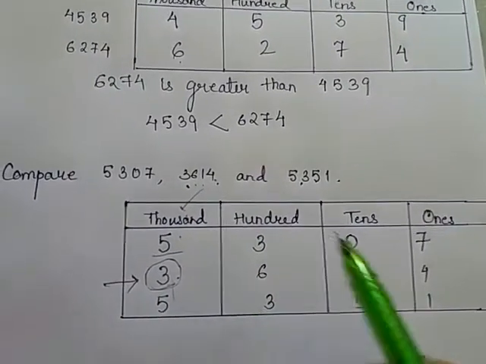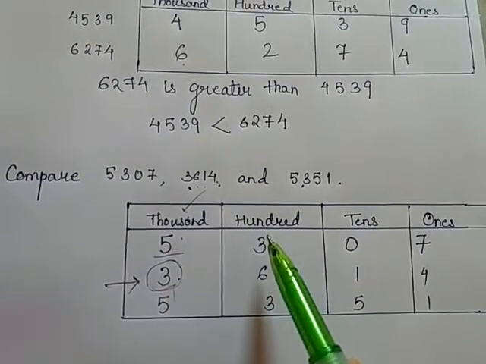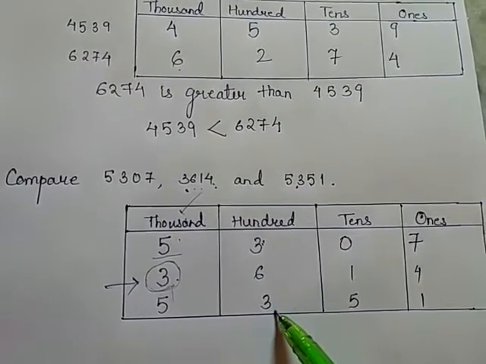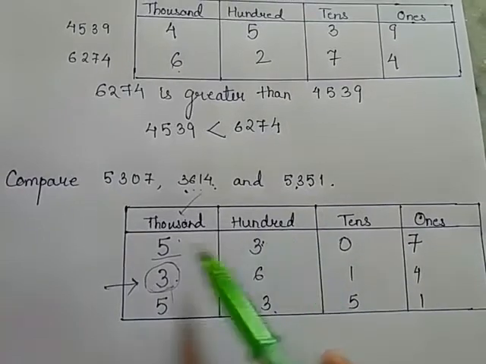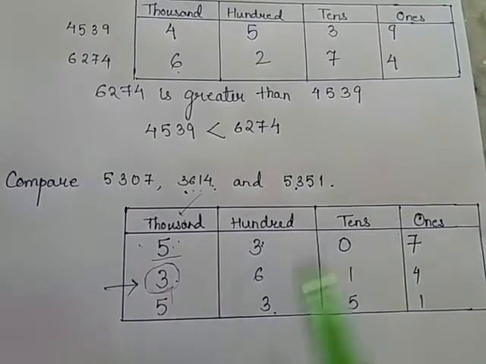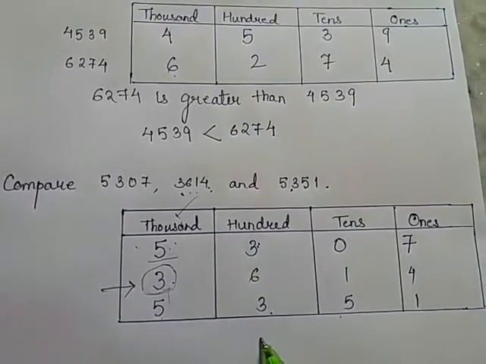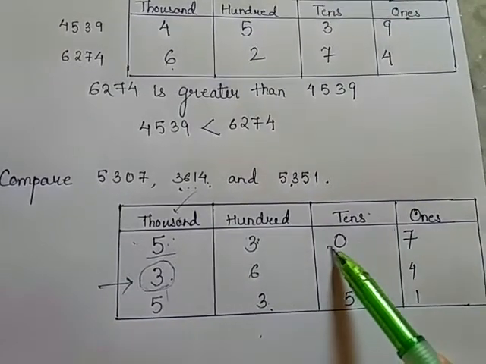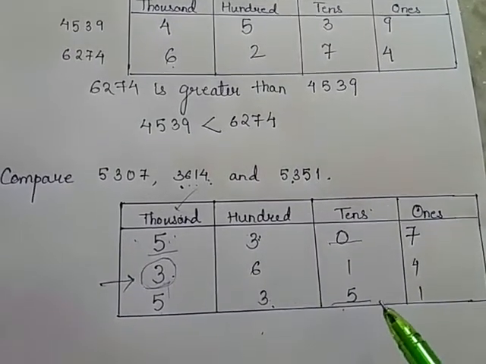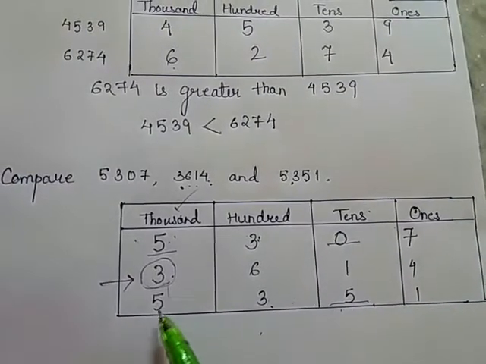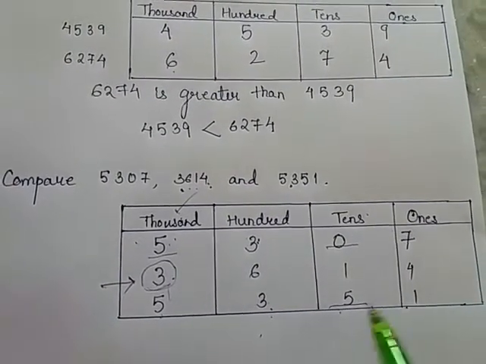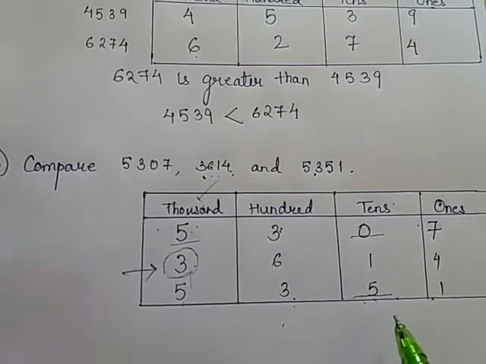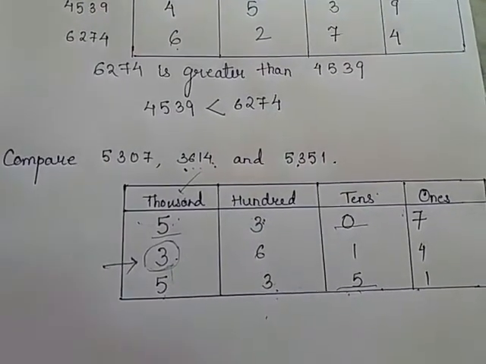Now let's see the next. Let's go for the 100 place. Here we have got 3. Here also it's 3. So we cannot figure out from this place which one out of 5307 and 5351 is bigger. Now let's move to the tens place. Here we can see that we have got 0 here and we have got 5 here. So it becomes very clear from this step that 5351 is greater than 5307. So now we have compared them and we can write it like this.